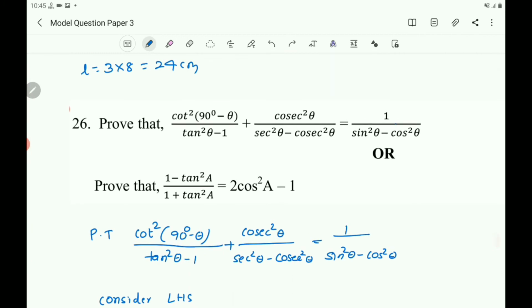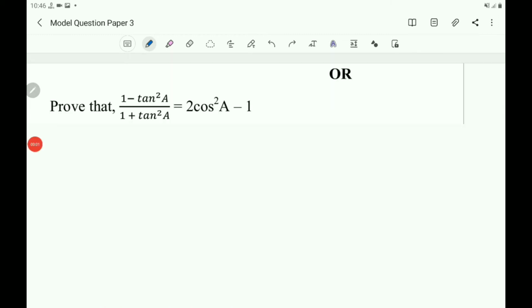In the exam, don't solve both the questions, but here I will solve both the questions. You can try the question which is easy for you. Now the OR question. What is that OR question? Prove that 1 minus tan square A by 1 plus tan square A equals 2 cos square A minus 1.